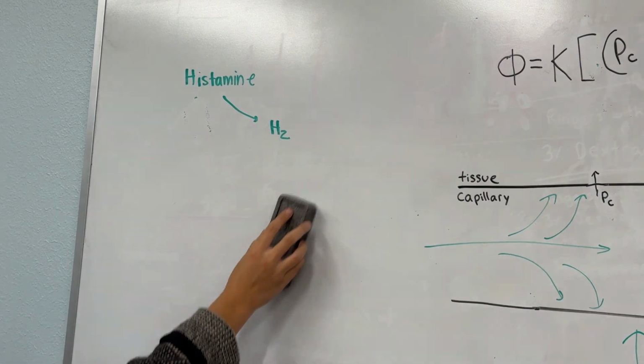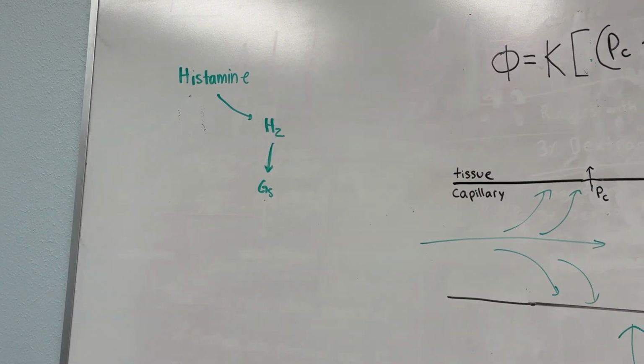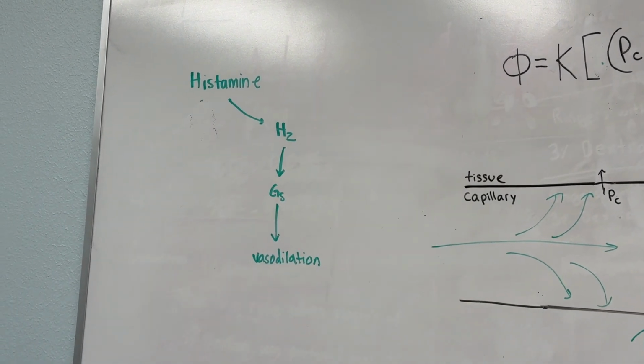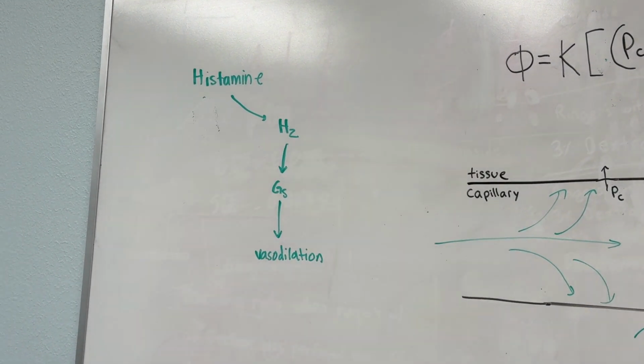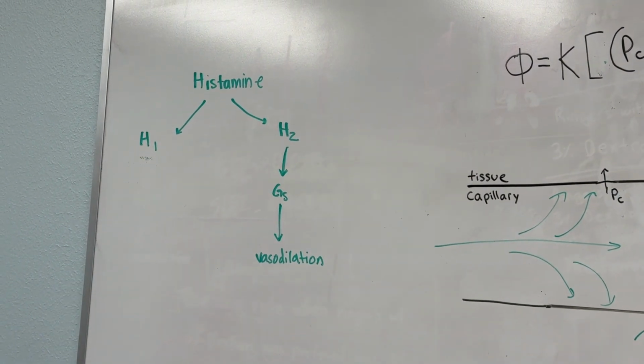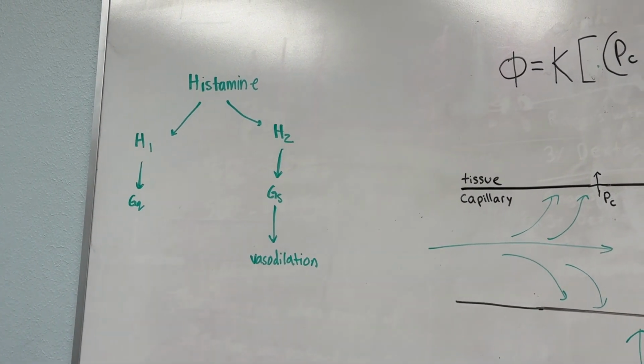The binding of histamine to H2 receptors initiates the GS transduction pathway. As described earlier, the initiation of the GS pathway results in vasodilation of vessels in the frog's systemic circulation. The binding of histamine to H1 receptors in smooth muscle activates the GQ transduction pathway and results in vasoconstriction.